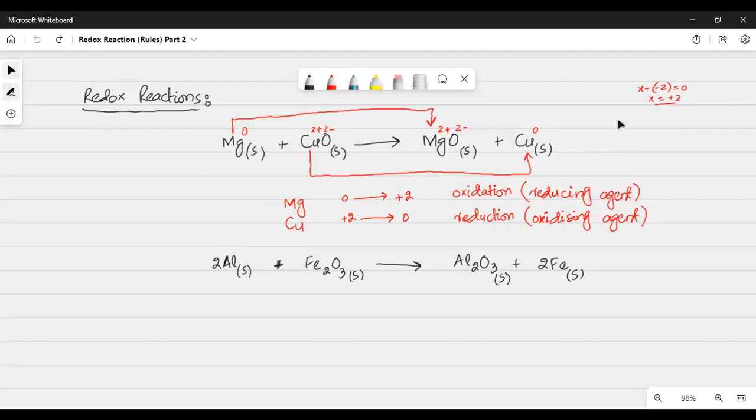So let's rewrite the equation. Hydrogen gas plus copper oxide solid, giving us copper solid plus water vapors. So what about this one?